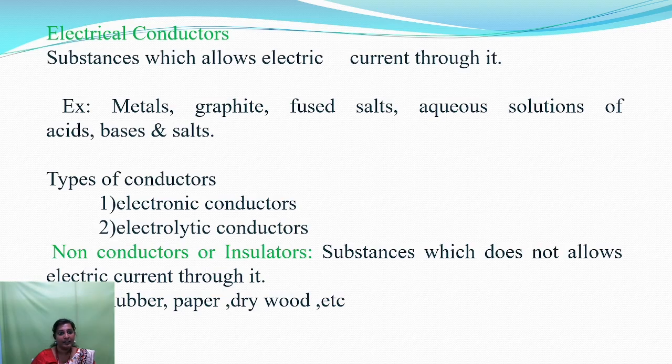Next is electrical conductors. What is the meaning of electrical conductors? The substance which allows electric current through it. Examples of electrical conductors: metals, graphite, fused salt. Fused salt means the liquid state of salt. Aqueous solution of acids, bases and salts. There are two types of conductors: electronic conductors and electrolytic conductors. Non-conductors are insulators. What is the meaning of insulators? The substance which does not allow electric current through it. Examples of insulators: rubber, paper, dry wood, etc.